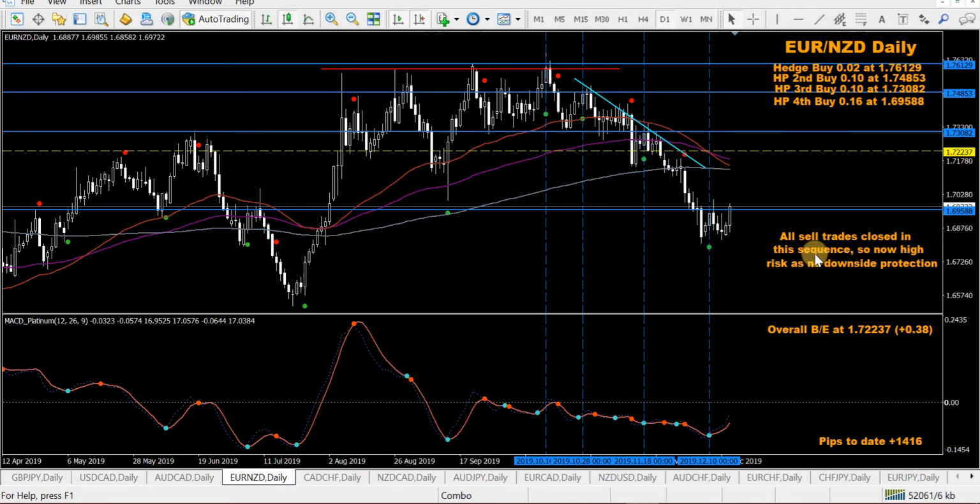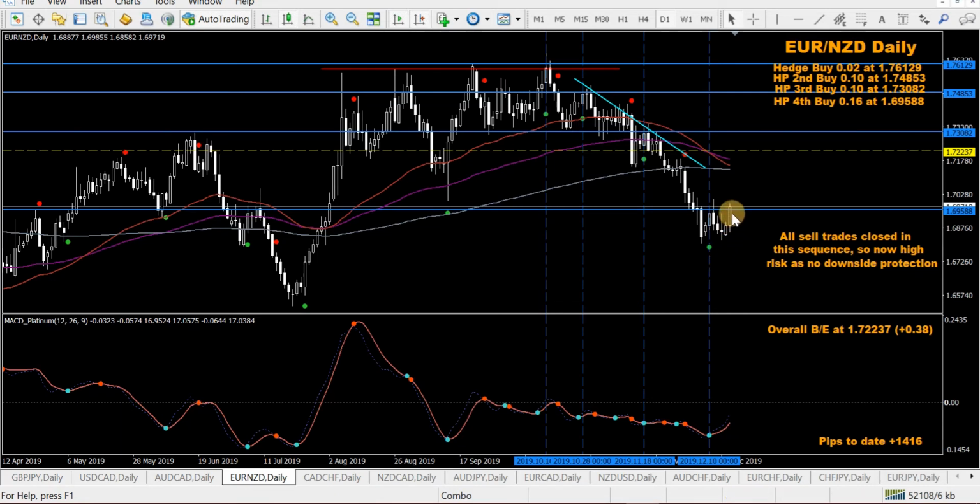So you can read my notes. All sell trades closed in this sequence. So now high risk is no downside protection. So I've closed all my sells in here somewhere, and I've taken buys. I've got all these buy trades, 1, 2, 3, 4. You can see my notes there. And there's my overall break even up here.